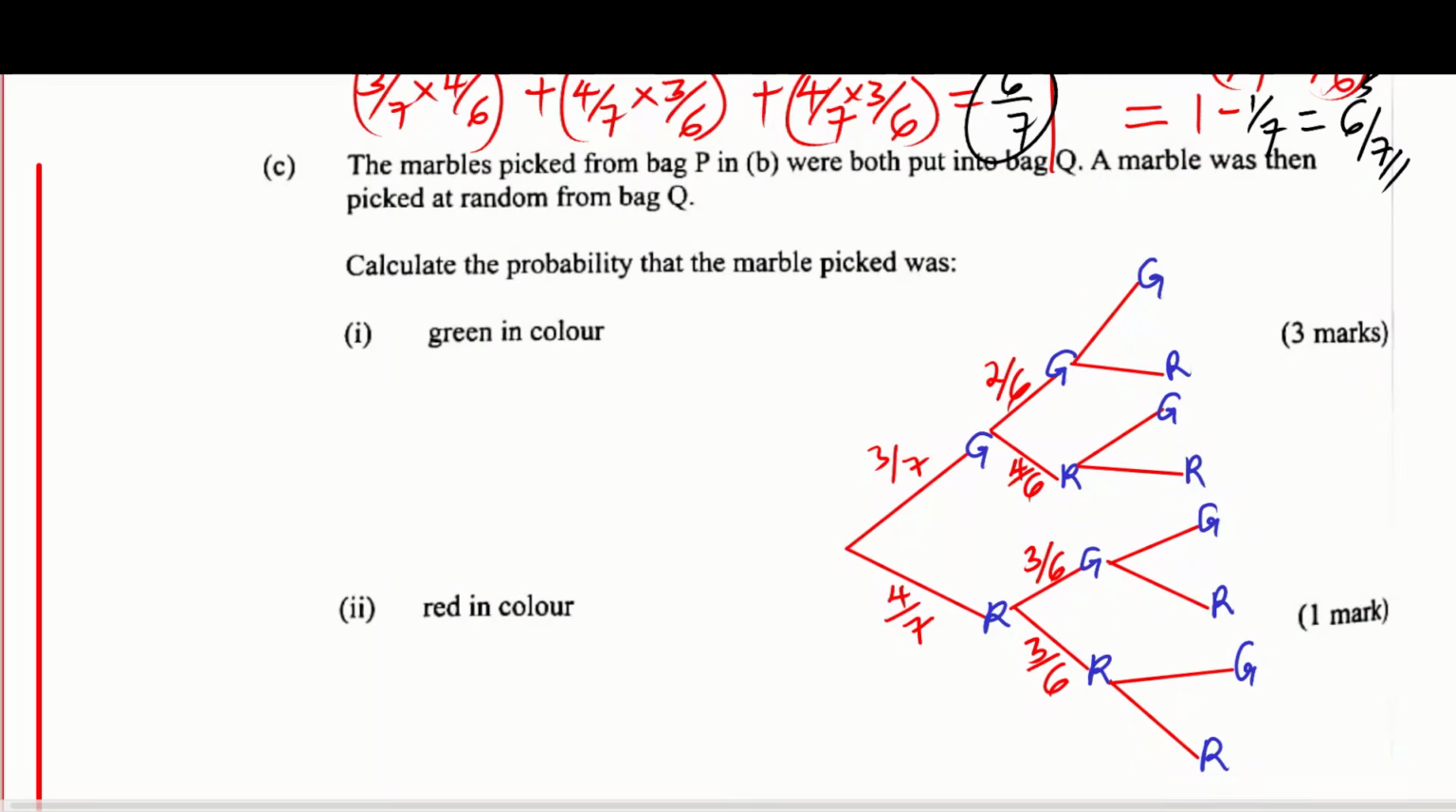Part C of the question: the marbles picked from bag P in B were both put into bag Q. A marble was then picked at random from bag Q. Calculate the probability that the marble picked was 1. Green in color, 2. Red in color.